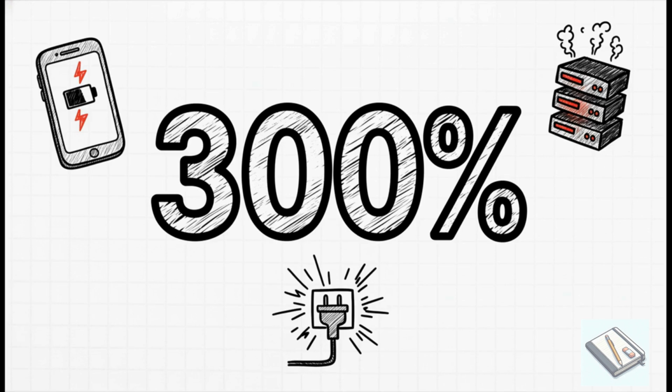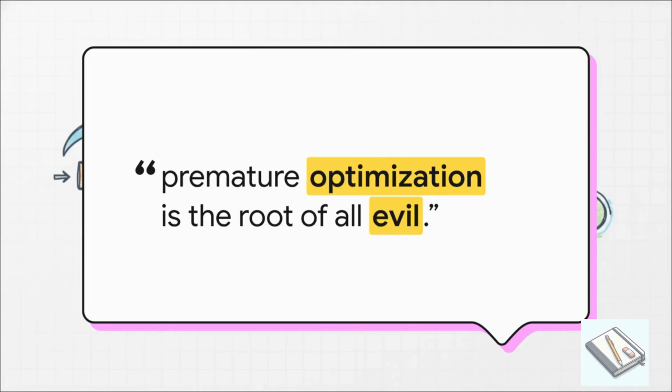In a world of battery-powered phones and giant data centers, performance isn't just about speed anymore, it's also about being efficient with power. Now, that 300% number is pretty dramatic. But before you run off and start refactoring all your code, we have to remember a critical piece of wisdom from computer science legend Donald Knuth. He famously said, "Premature optimization is the root of all evil."